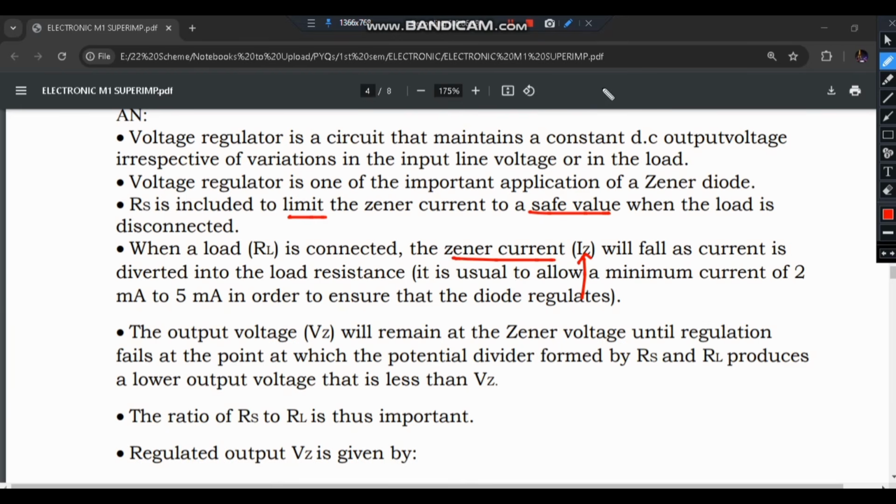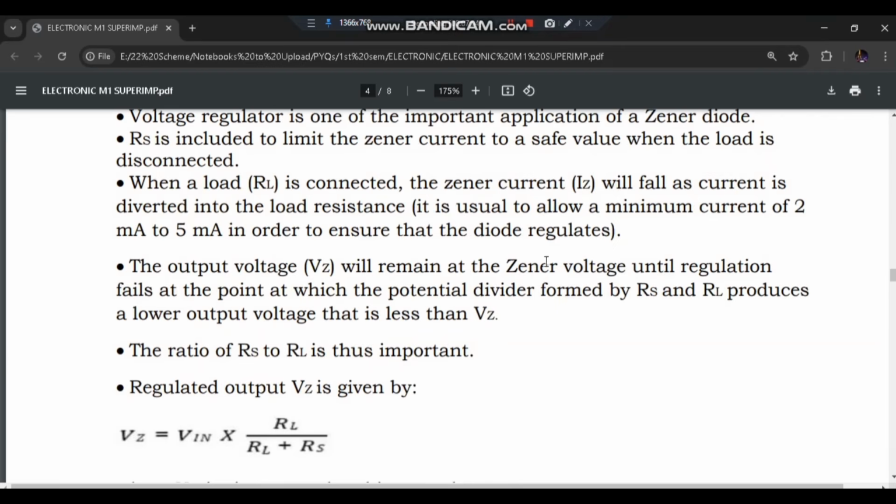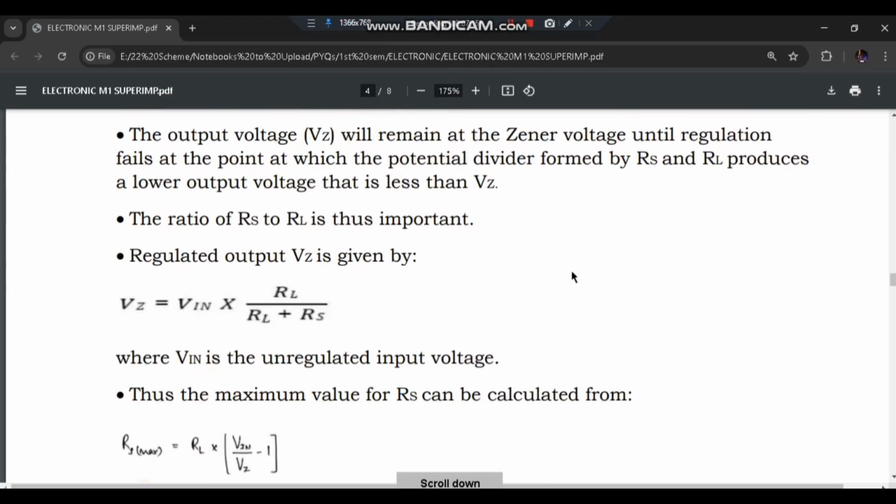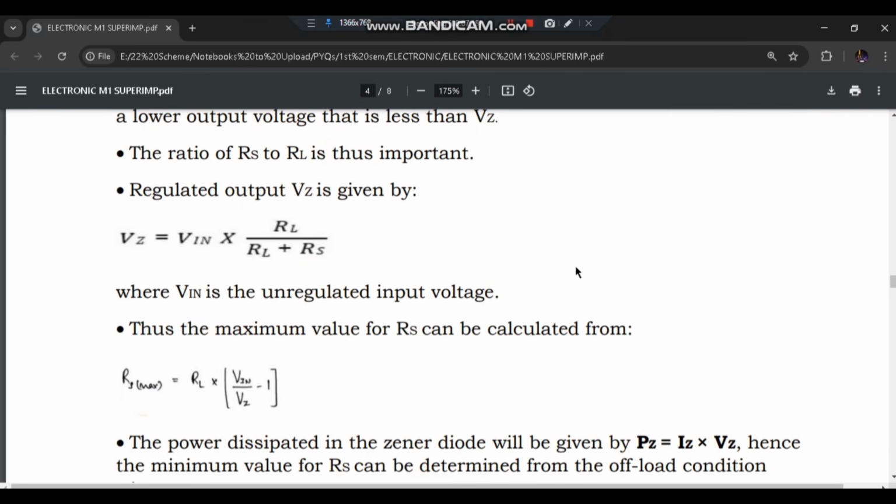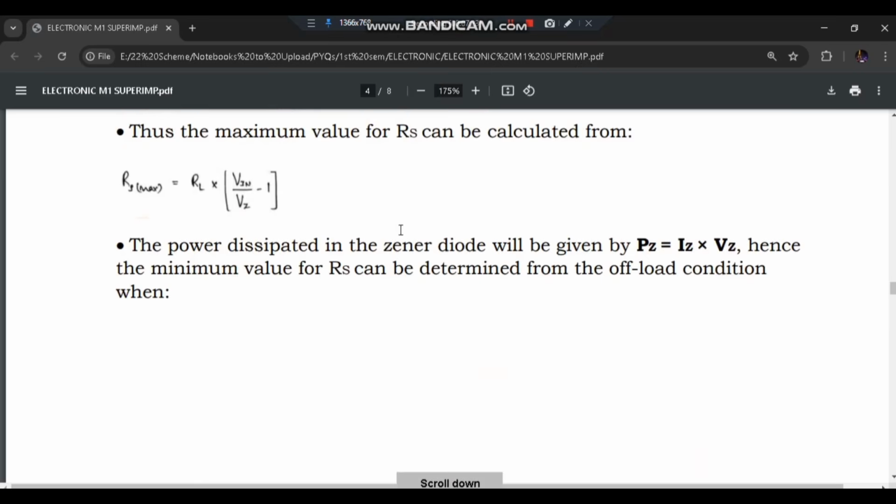And the output voltage will remain at the zener voltage; I'll be explaining using a diagram. RS and RL are the two resistors present. The output voltage Vz will remain at the zener voltage until the regulation formed by RS and RL falls lower than the input voltage. So see here, this is the formula: Vz is equal to Vin times RL by RL plus RS. And the power will be equal to Iz into Vz. The zener current times the zener voltage will give us the zener power, the power of the zener diode.